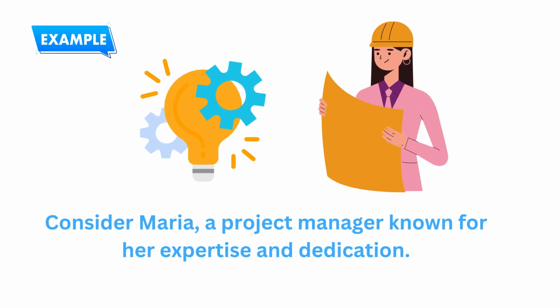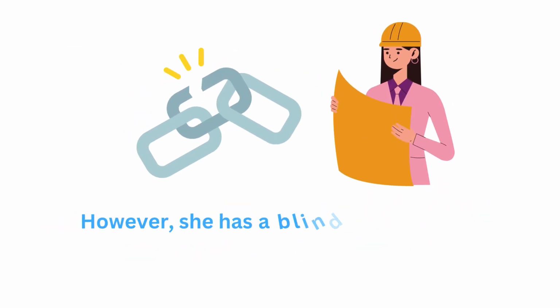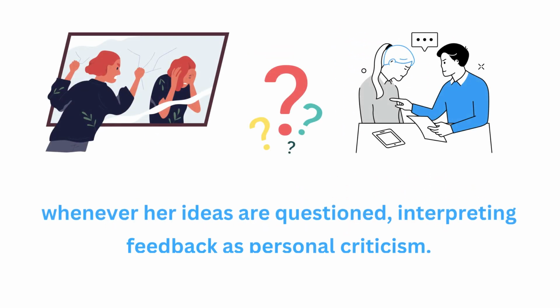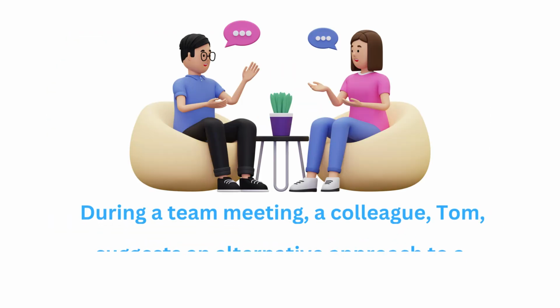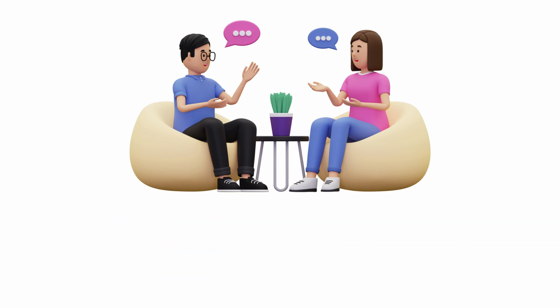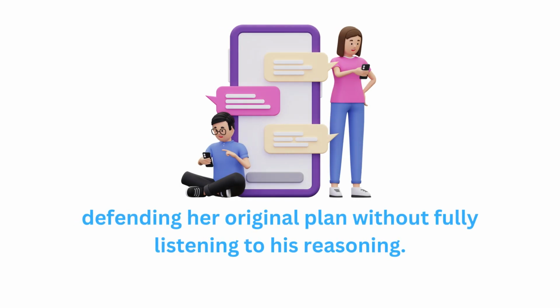Example: consider Maria, a project manager known for her expertise and dedication. However, she has a blind spot. She reacts defensively whenever her ideas are questioned, interpreting feedback as personal criticism. During a team meeting, a colleague, Tom, suggests an alternative approach to a project Maria is leading. Instead of considering Tom's idea, Maria immediately dismisses it, defending her original plan without fully listening to his reasoning.